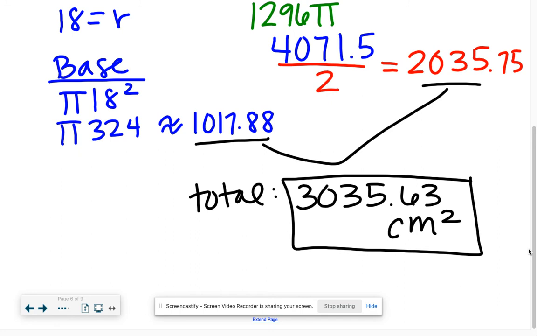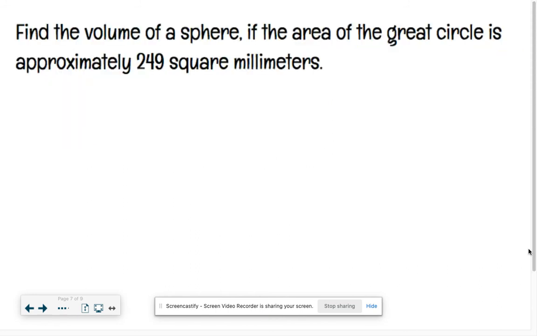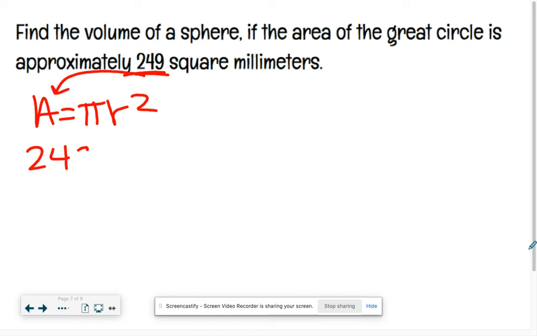Okay, one left. We'll try a volume problem. Find the volume of a sphere if the area of the great circle is approximately 249 square millimeters. So again, they're making us work a little bit. We have to find our radius first before we can plug into our volume formula. So a great circle is just a circle, right? Area equals pi r squared. And we know that area is approximately 249, so we'll plug that in.